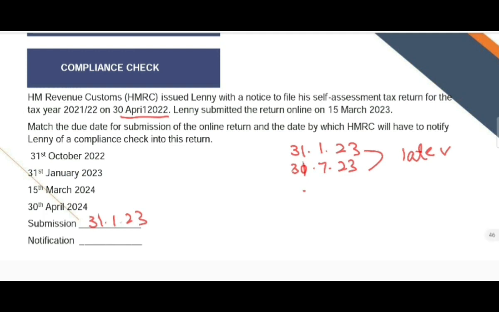Now Lani submitted the return on 15th March 23. Now they are asking what is the due date of submission of the online return that we have identified earlier, and the date by which HMRC will have to notify Lani of a compliance check. To identify this date, first we need to consider in which quarter the actual filing date of 15th March 23 lies. This 15th March date lies in a quarter ended 30th April 23, and within 12 months of that period means 30th April 24. So the notification date is 30th April 24.